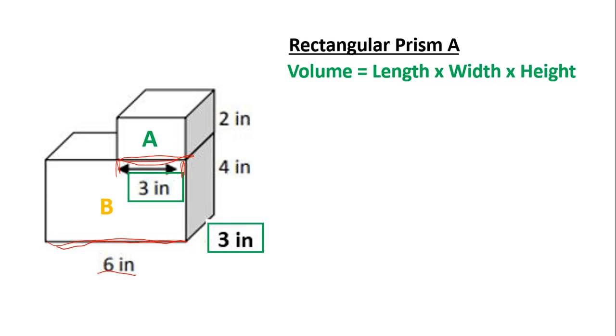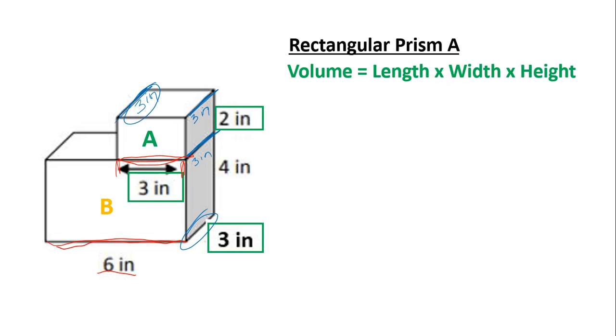The width is also 3 inches. Notice here, and I'm going to change colors, that this width is not labeled, this width is not labeled, and this width is not labeled. So we need to keep going until we find a dimension that is labeled. Here, this is 3 inches. So if this width is 3 inches, that means all of these widths are 3 inches. So that means the width is 3 inches for rectangular prisms A and B.